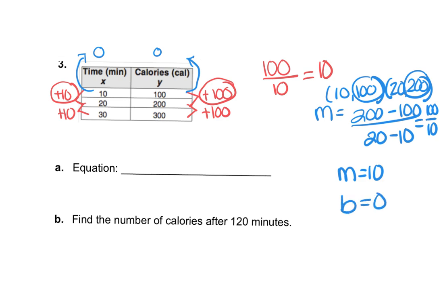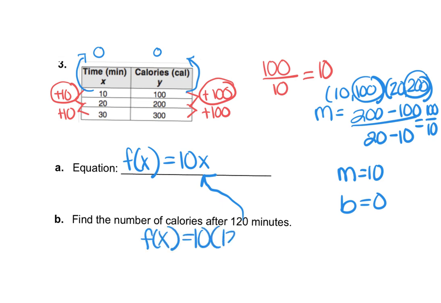Now we've got enough information for us to write our equation. We would have f of x is equal to, our slope is 10, our y-intercept is 0, so we don't have to put that there. And now to find the number of calories after 120 minutes, we would just plug that in right here. So I would take f of x is equal to 10 times 120. So 10 times 120, and so that is equal to 1,200 calories.